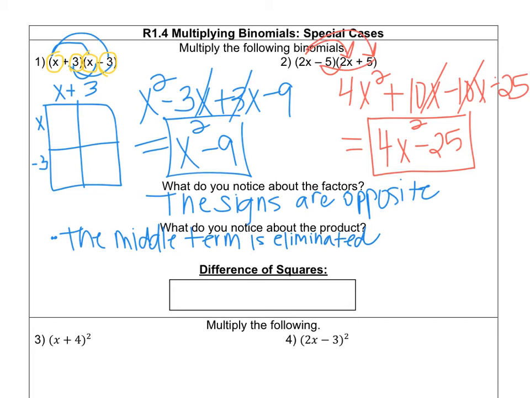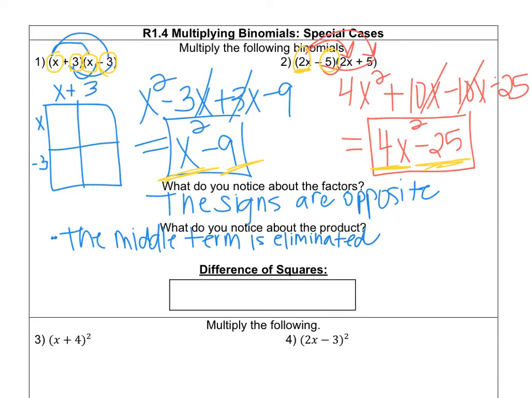What happens is we end up squaring both of the terms in the binomial. So I'm going to square the first term, which is x, and x squared is x squared. And then I'm going to square the 3. So 3 squared is 9. Same thing over here. I'm going to square the 2x to get 4x squared, and then square the 5 to get 25. So this is why this rule is called the difference of squares, because anytime you multiply two binomials where their signs are opposite, you're going to get a difference of squares.